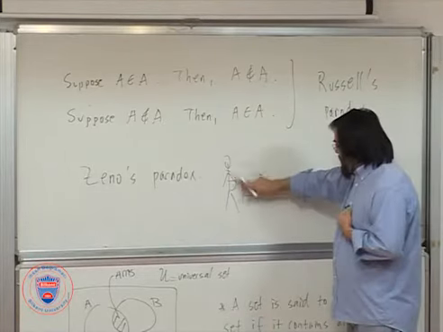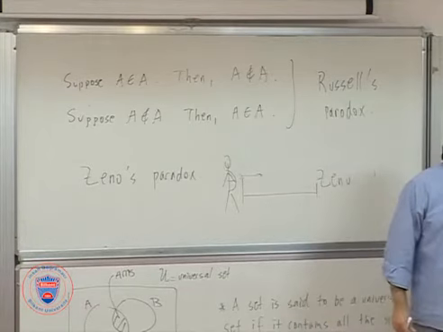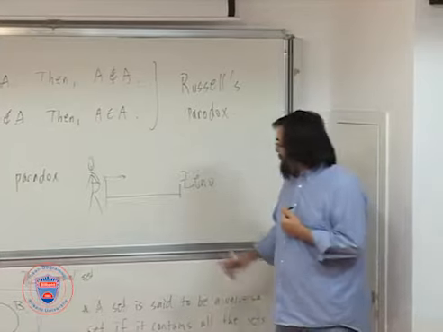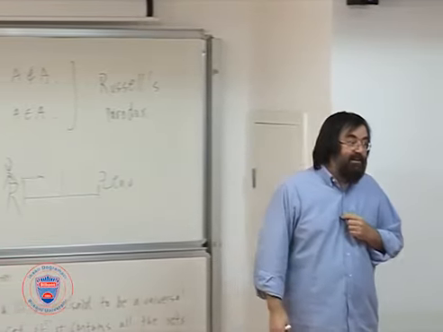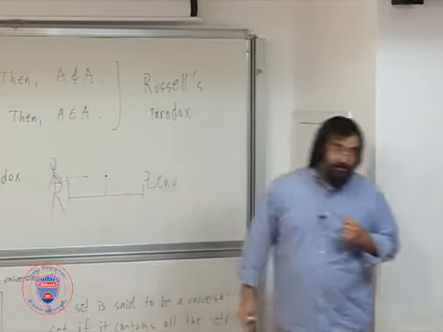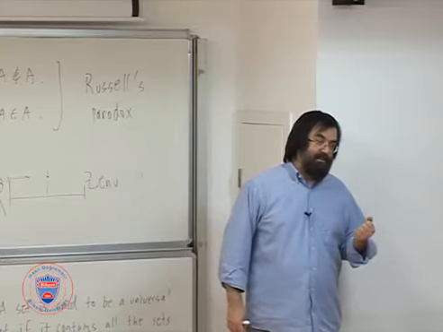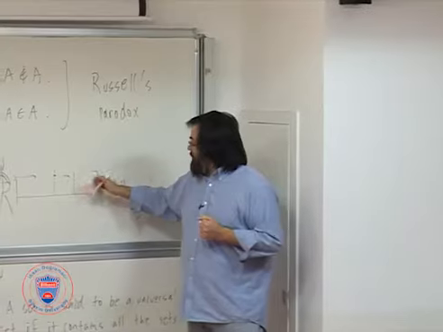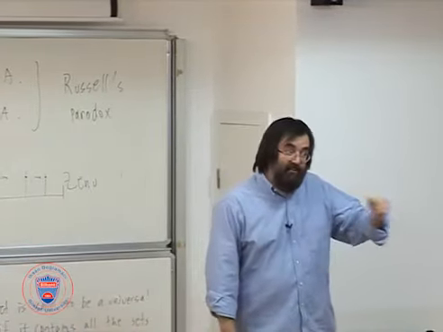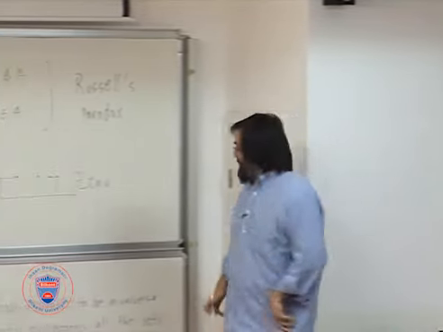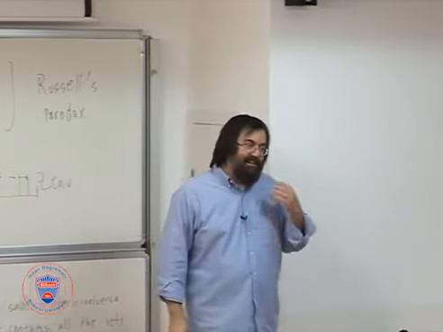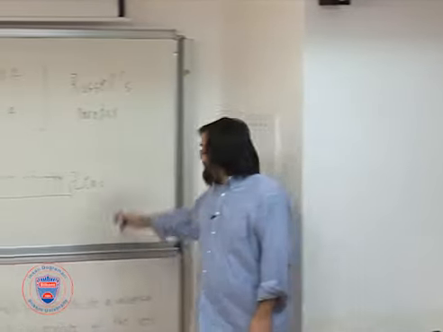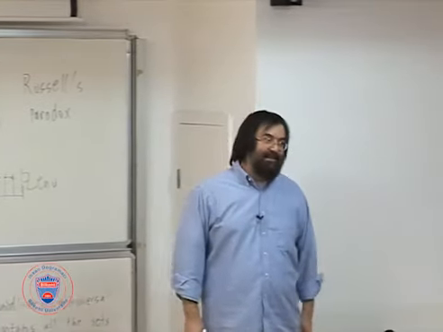Zeno says that this arrow first has to travel half of the distance between us to reach me. And he's right, it has to travel half of the distance. Then once it reaches here, the arrow has to travel half of the remaining distance. That's correct too. We know from experience, once you reach half, you need to go half more. Once it reaches this point, the arrow has to travel half of the remaining distance, and then half of the remaining distance, and then half again. So he says it will never reach me, because it always has to travel half of the remaining distance.